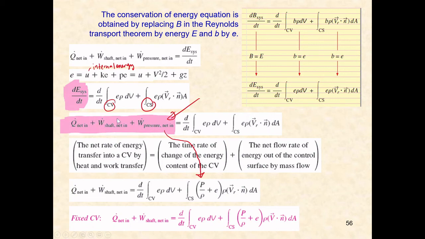So these three terms are referring to this bracket, and that equals this term, the time rate of change of the energy content of the control volume, plus the net flow rate of energy out of the control surface by mass flow. So the mass flow carries the energy. The mass flow can enter the system and can also leave the system. If you understand this statement, you understand the equation described here.